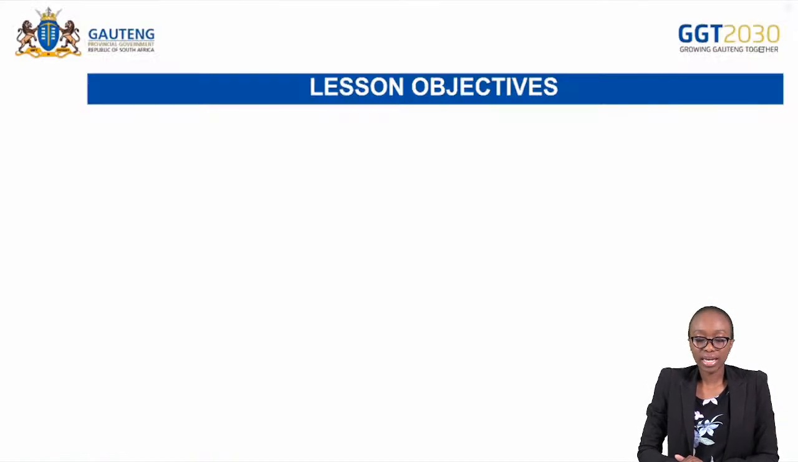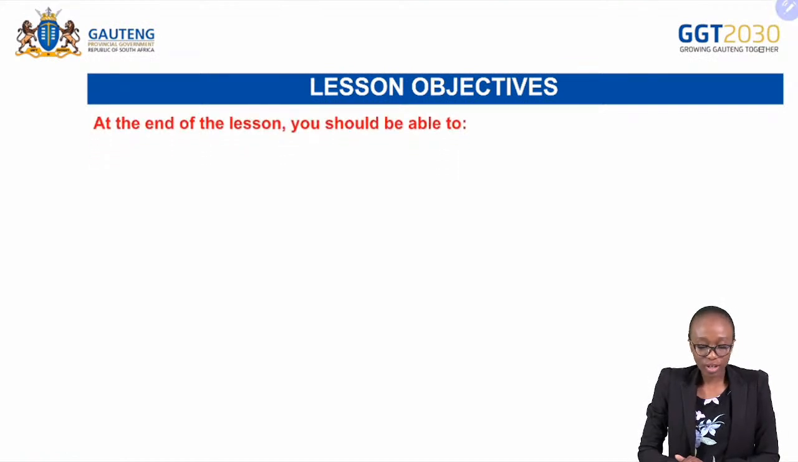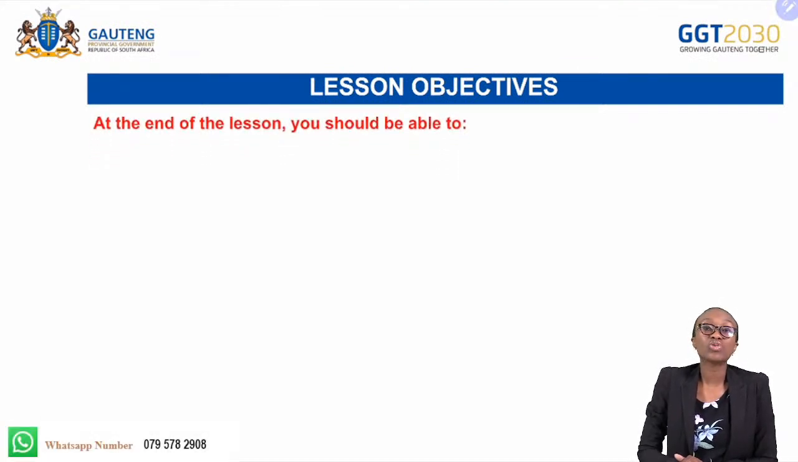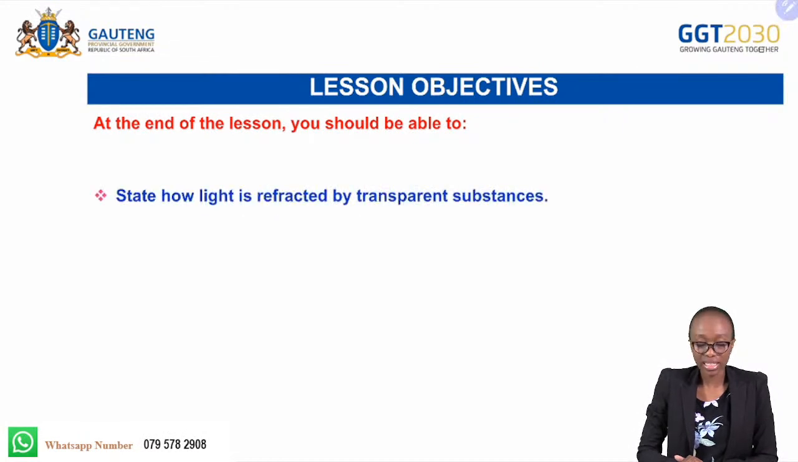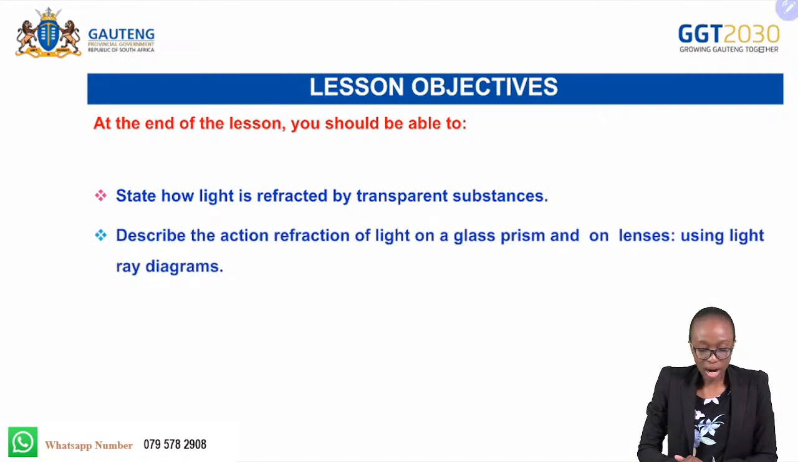So now let's take a look at today's lesson objectives. At the end of the lesson, you should be able to achieve these goals. Let's see what these goals are. The first objective is to state how light is refracted by transparent substances. Describe the action, refraction of light on a glass prism and on lenses using light ray diagrams.